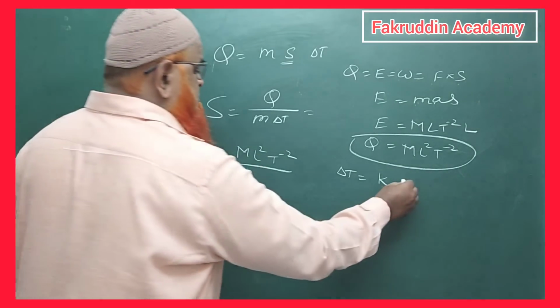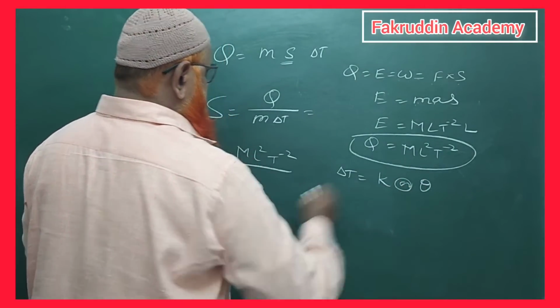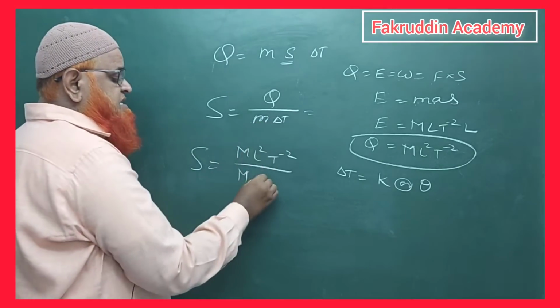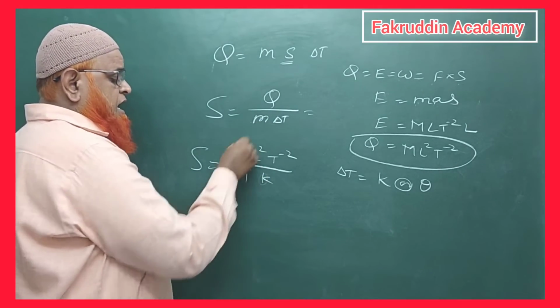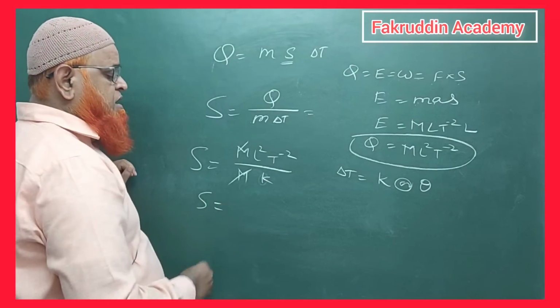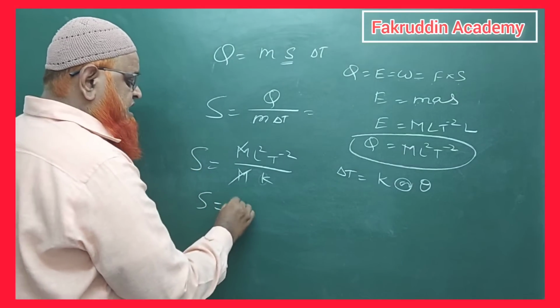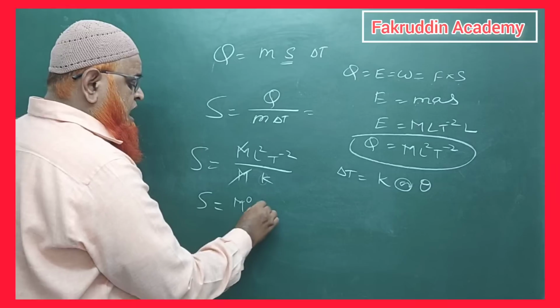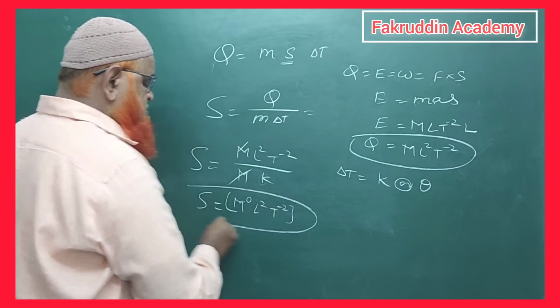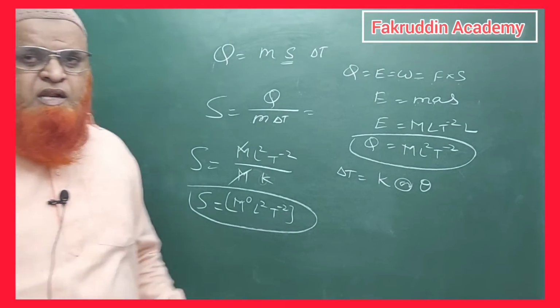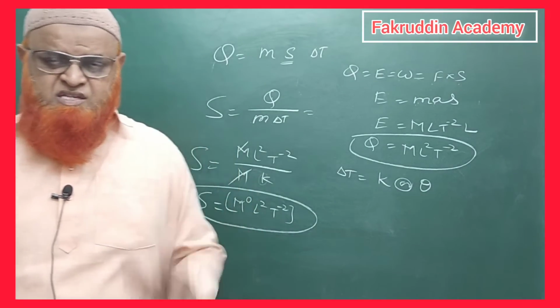Or in some of the books it is given as theta also. Now you can write this as m into theta, or m into k, whatever it may be. Let us say k here. The m gets cancelled. The dimensional formula for specific heat is taken as M power 0 L square and T power minus 2 here. So I got the dimensional formula for even a little bit tougher physical quantity of heat.